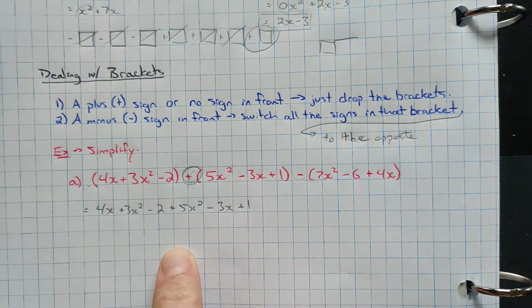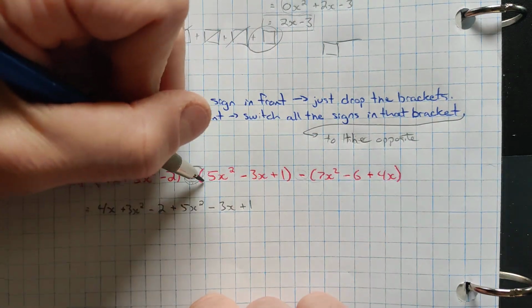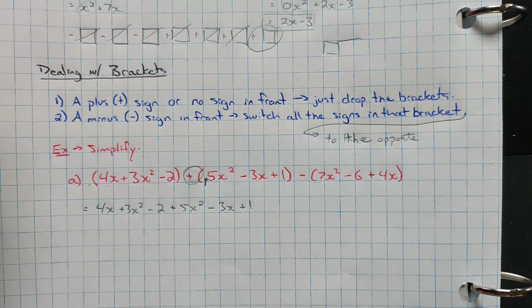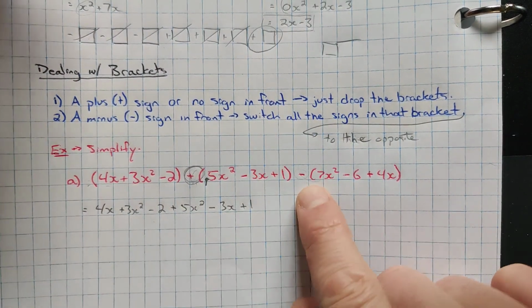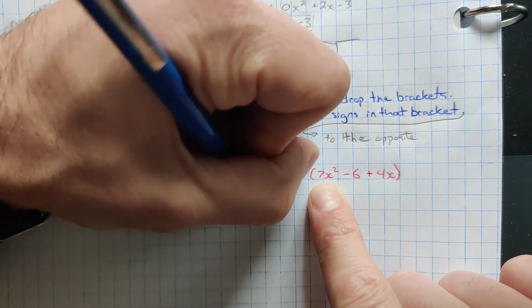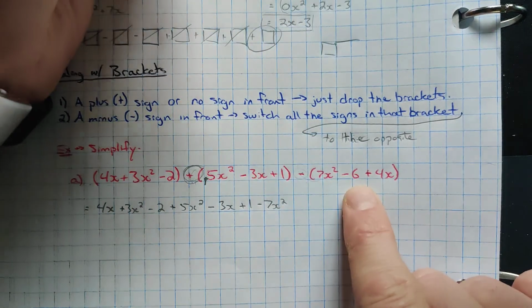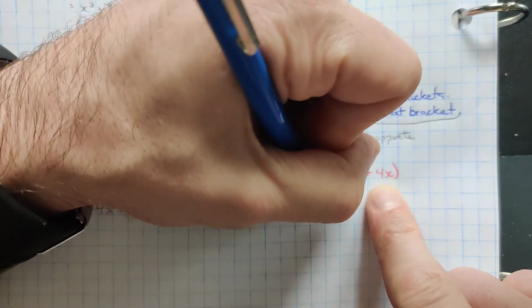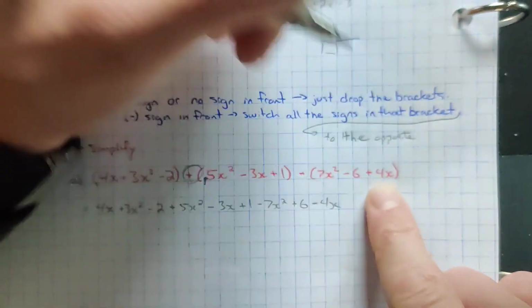So I'm not regarding this plus sign here. I'm looking at the sign in front of the 5, which there is none, so it's a positive 5. Thus, I got a plus 5 here. In the last bracket, it's negative, so this positive 7 becomes negative 7x squared. Negative 6 becomes plus 6, and positive 4x becomes negative 4x.